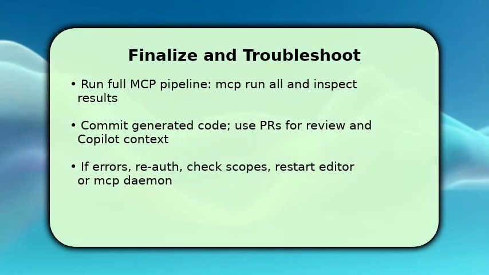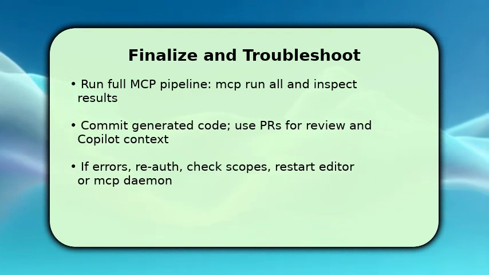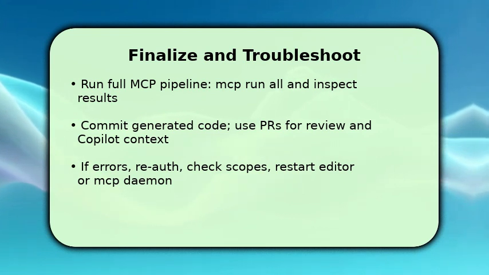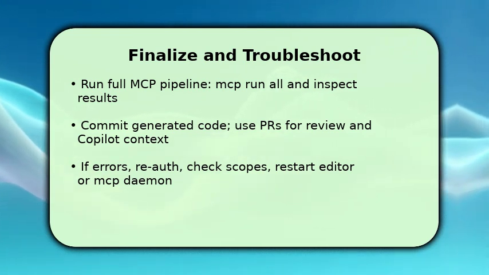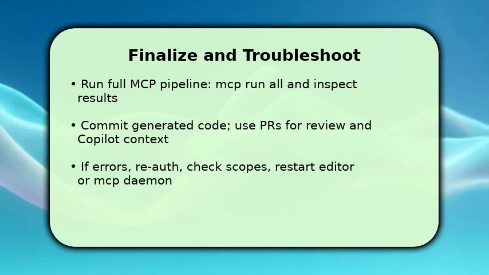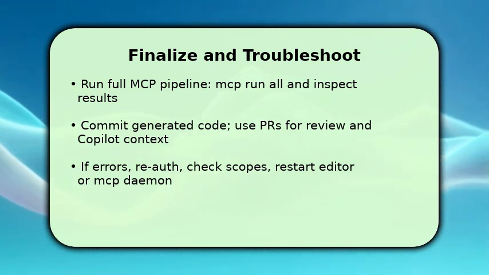You finish by running the full MCP pipeline with MCP run all to validate generated changes end-to-end. This ensures tests and linters pass. Commit the accepted code and open a PR so reviewers see both MCP task history and Copilot-derived changes.